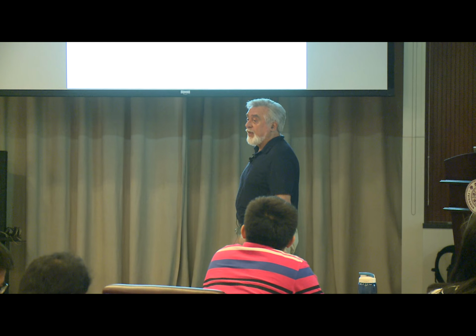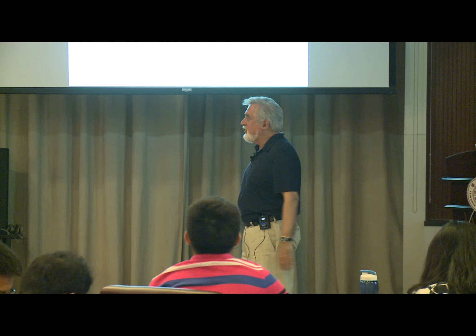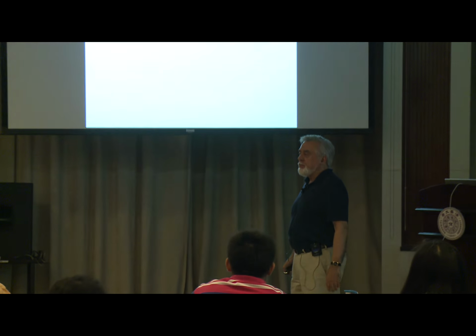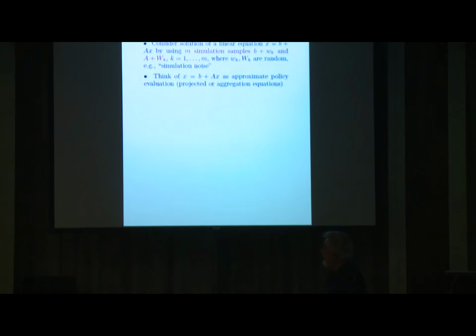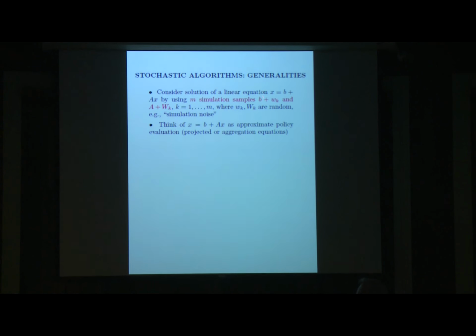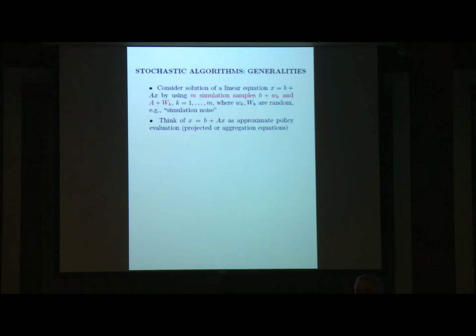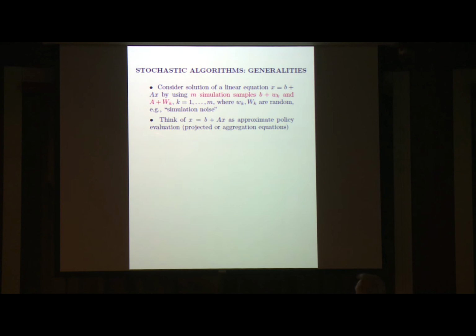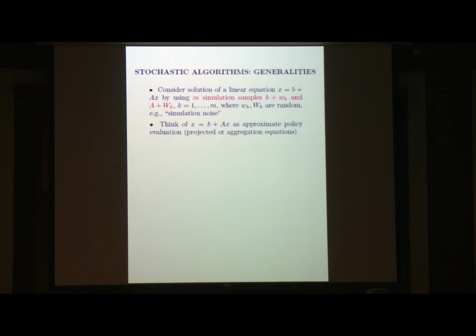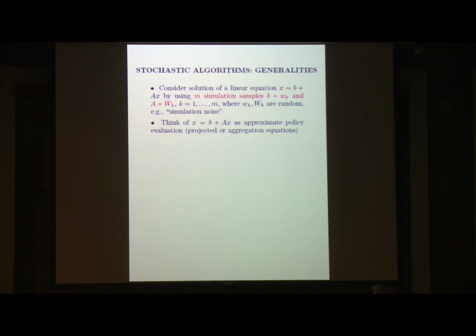Okay, some generic issues that do not fit into what I've discussed so far, but they are important. One has to do with algorithms that use simulation. Remember that what we were interested in is solving some linear systems of equations using sampling. Like the linear system of equations that we solve is the evaluation equation, the Bellman equation for a given policy. This is a linear system, and it's generally of this type, x equals b plus Ax. X is not to be confused with a state. X is the variable of this generic linear system, okay?